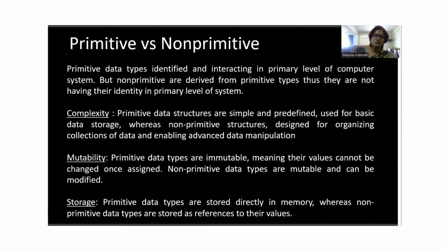But when it is non-primitive, it is mutable, means it will be changing. Suppose now if I say A of 5, 5 different allocations, 5 different values it can store here. And A of 10 means 10 different values it can store. Depending on the user defined size, the allocation will be taken. That's why it is mutable. And storage. Primitive data types are stored directly in the memory, whereas non-primitive data types are stored as a reference to their values. Means user defined. Non-primitive are user defined, whereas primitive is predefined.